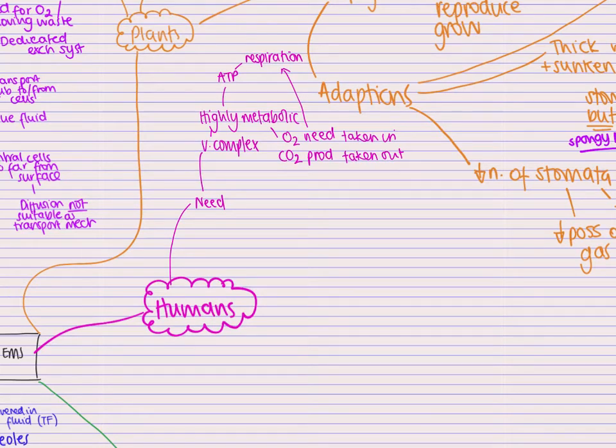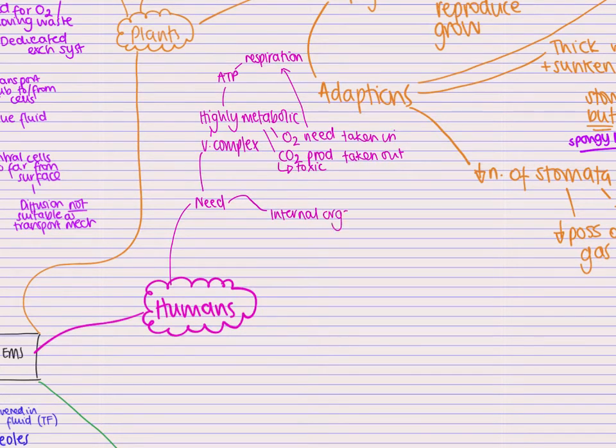Now, if we don't lose or get rid of that carbon dioxide, it can start to become toxic. It can start making our blood really acidic. That's problematic because it's going to start damaging things like our enzymes. Now, with our need as well, we've got to think about the need for internal organs.